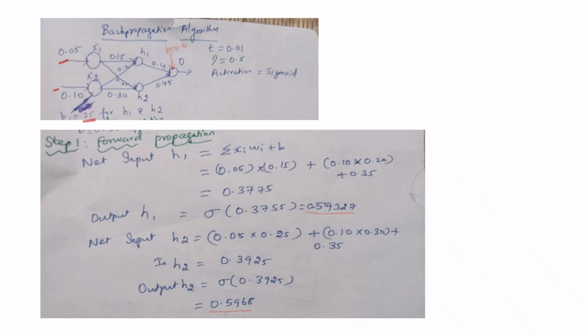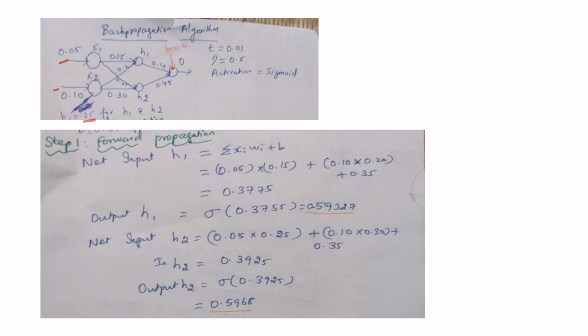Input is fixed: 0.05 for x1, 0.10 for x2. These two values are fixed. This won't change. And the target, learning rate and activation function are also fixed. So here we have to pass this input x1 and x2 to the output layer. At that time, if any error happens, we have to propagate that error backward, so that we can update all the weights and also bias values. So this is the concept of the backpropagation algorithm.